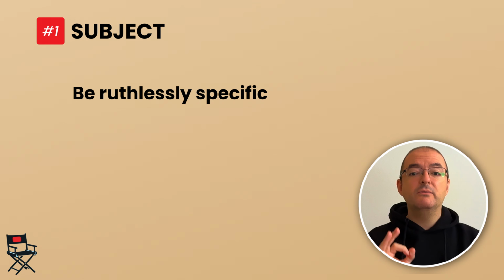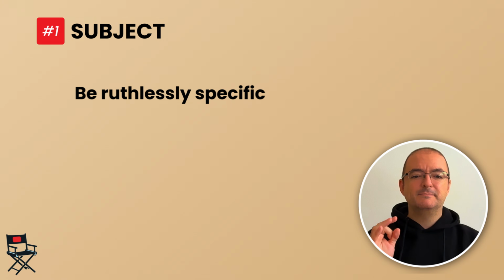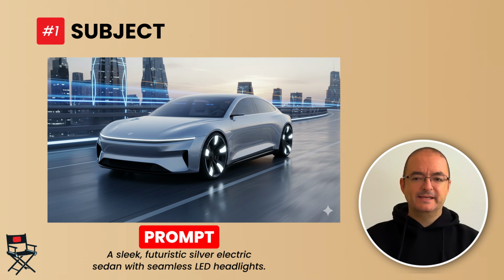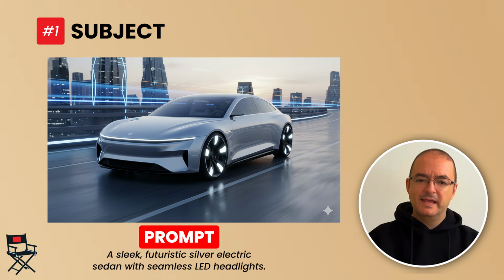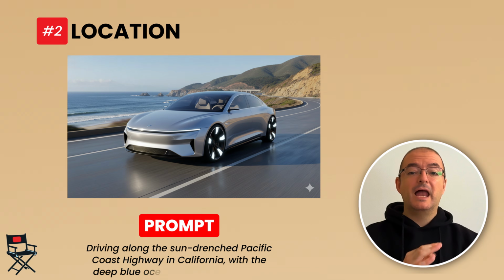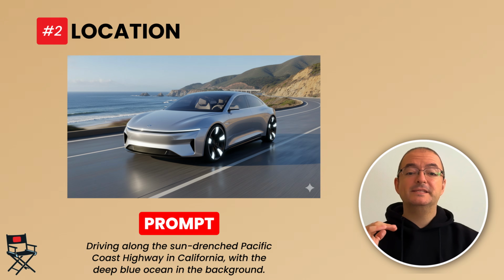Subject: this is your hero. Be ruthlessly specific. Instead of a car, we write a sleek, futuristic silver electric sedan with seamless LED headlights. Environment: where are we shooting today? We write driving along the sun-drenched Pacific Coast Highway in California with the deep blue ocean in the background.